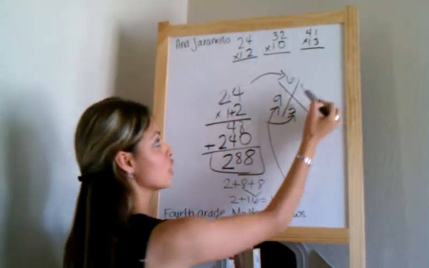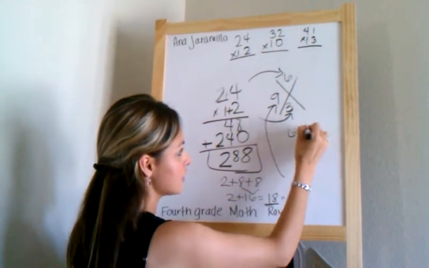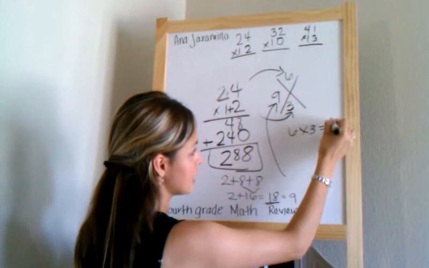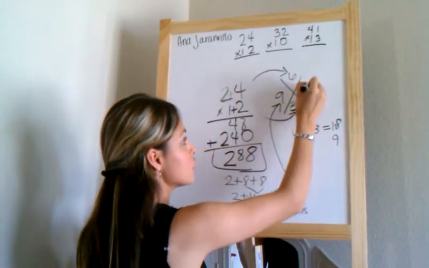So now you're going to go ahead and do 6 times 3. So the top times the bottom. 6 times 3 is 18. Again, we're going to have 2 digits. You're going to add these 2. It equals 9. So now you have your answer.